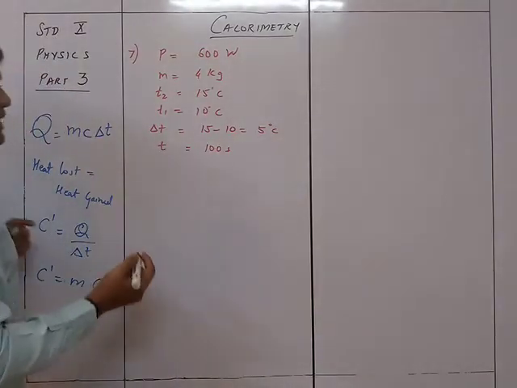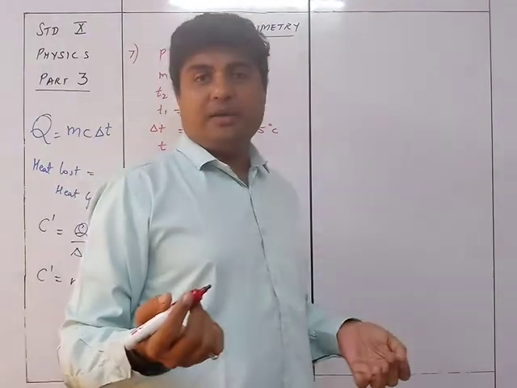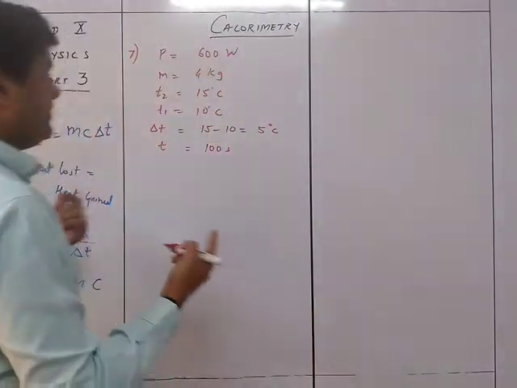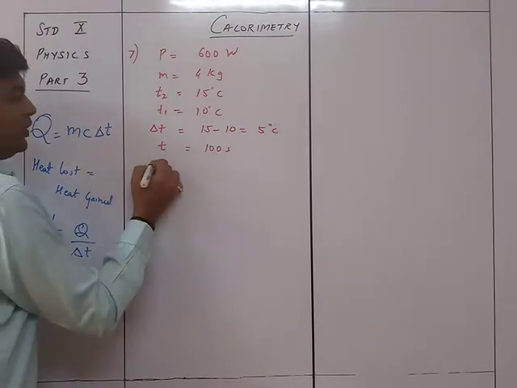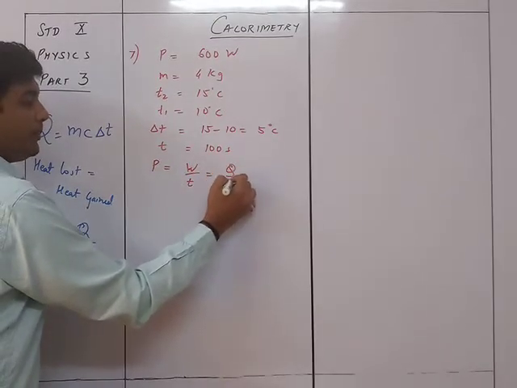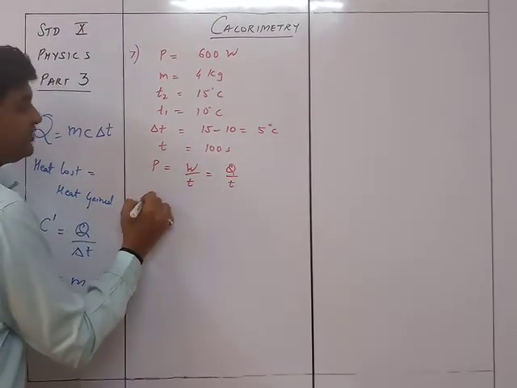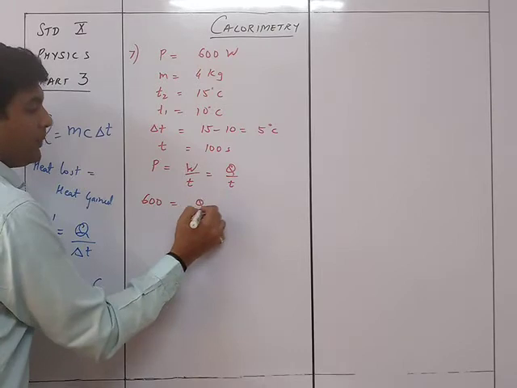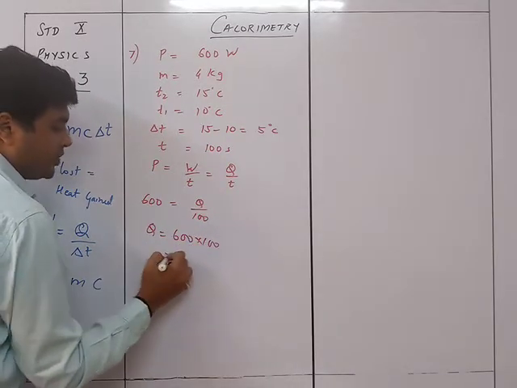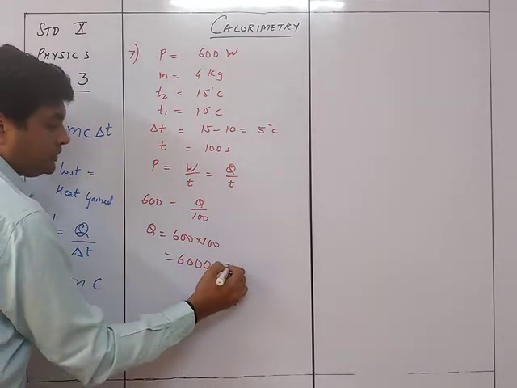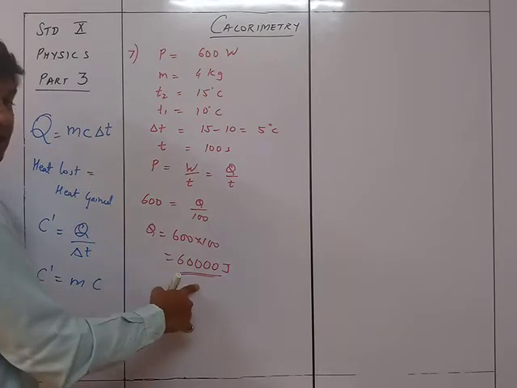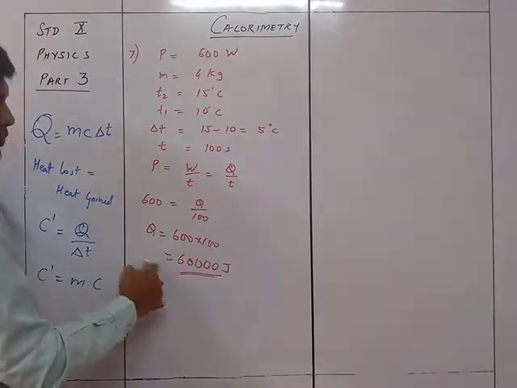First of all, we don't have the heat, so we'll have to find out the heat, because we want to find out the specific heat capacity. We know that P is equal to W upon T, or Q upon T. So 600 is equal to Q upon 100, so Q will be 600 into 100, which is 60,000 joule. Because power is joule per second and this is in seconds, it will be joule. So the amount of heat required will be 60,000 joule.